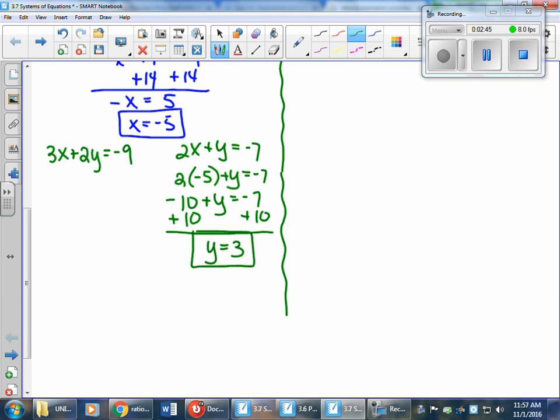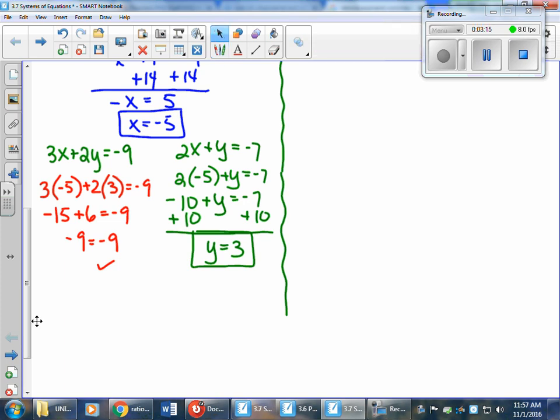Now, I'm pretty confident about these answers, but I always want to take a minute and check whenever I can. So 3 times x plus 2 times y is equal to negative 9. So negative 15 plus 6, does that equal negative 9? Yes, it does. And remember, that check isn't generally a requirement of the problem, but it's something you need to do to make sure that you are able to go ahead knowing that the answer was right.